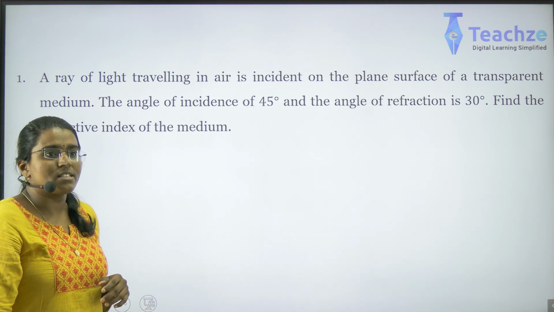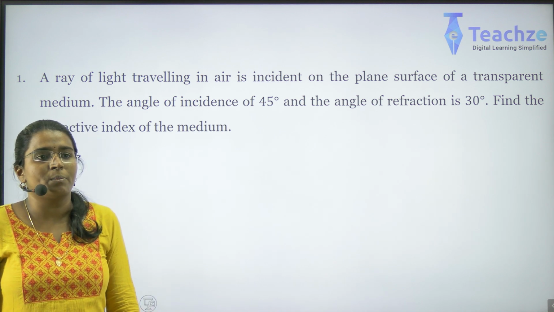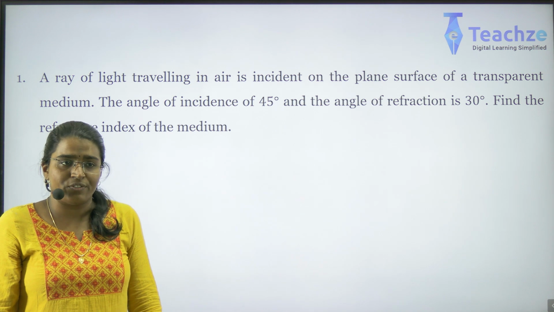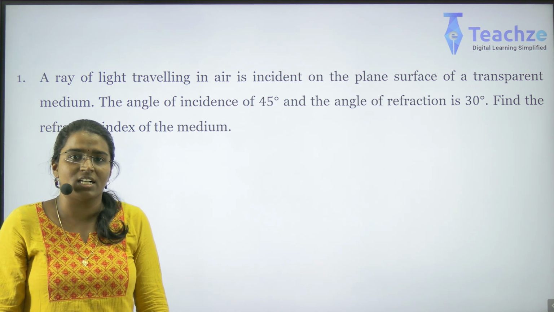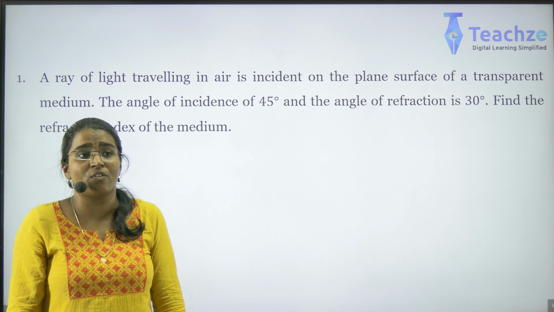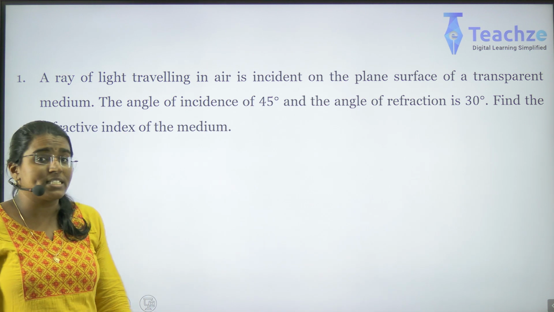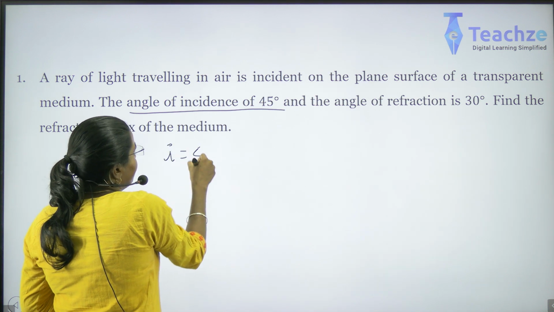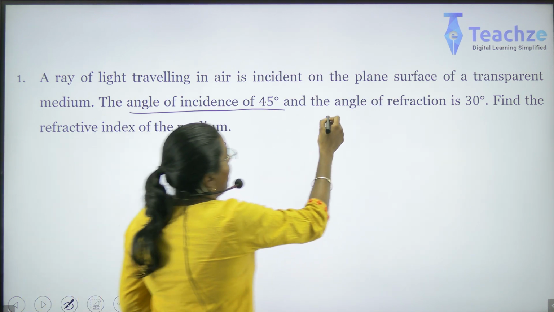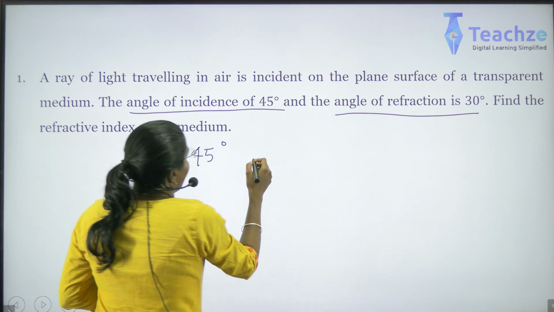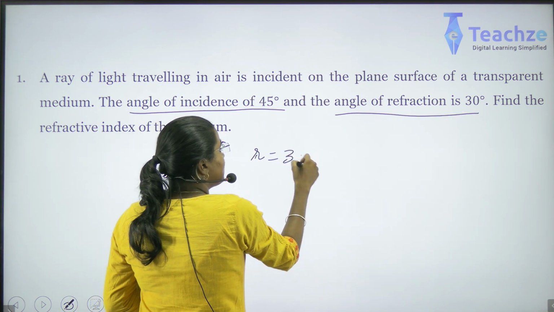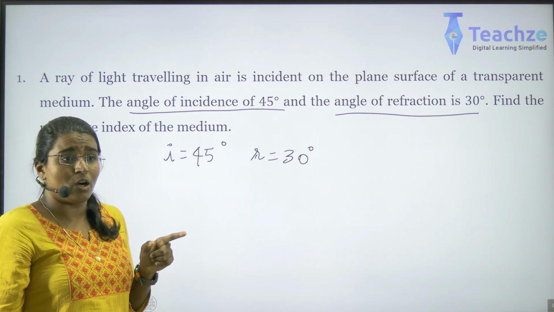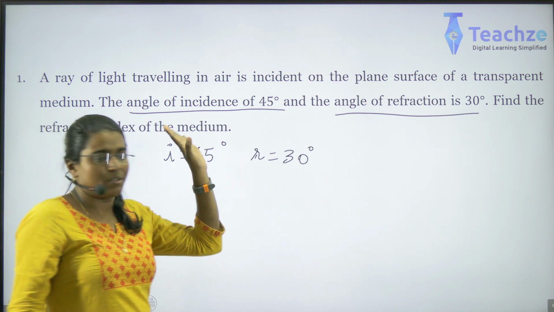A ray of light traveling in air is incident on the plane surface of a transparent medium. The angle of incidence is 45 degrees and the angle of refraction is 30 degrees. Find the refractive index of the medium. So what is given first? Angle of incidence is given. So I is 45 degrees. Angle of refraction is given. R is 30 degrees. What is to be found out? Refractive index of the medium.